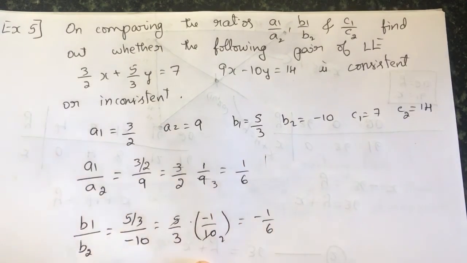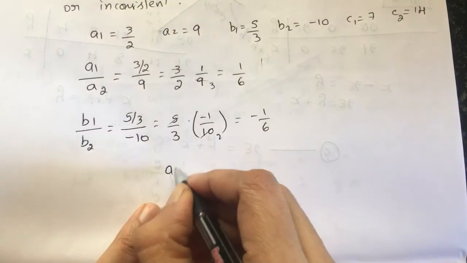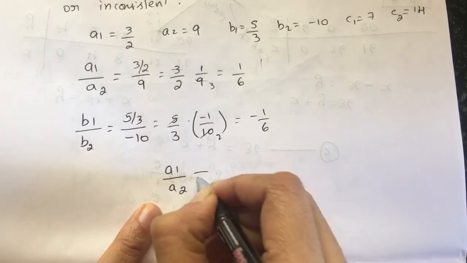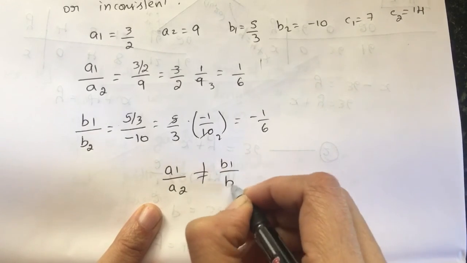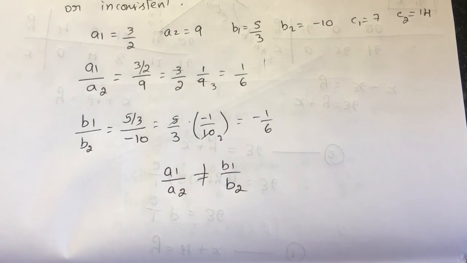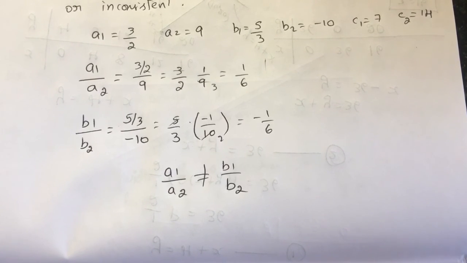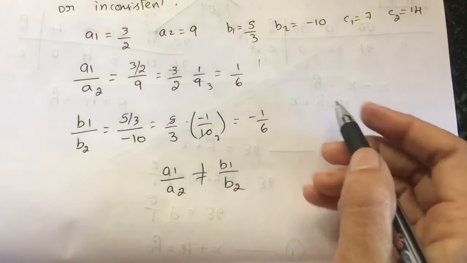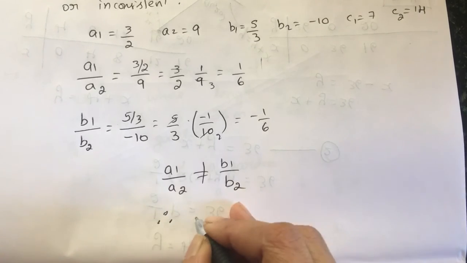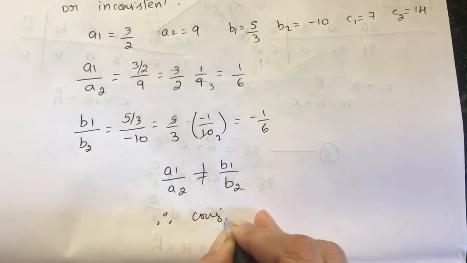You can say these two are not equal, therefore the thing is over. A1 by A2 is not equal to B1 by B2. In the sense, you are getting a situation where two lines are intersecting. Intersecting in the sense they are consistent. The situation is consistent. Only one solution is there, and therefore you can say the situation is consistent.